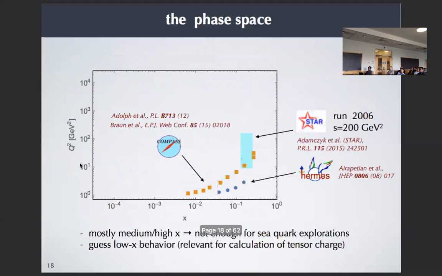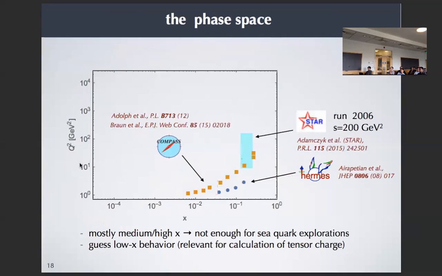Okay, so this is the x-Q squared phase space covered by the data I'm considering, and you see that the range in x is not very large, so realistically we are able only to extract the valence components of transversity. We have too few data going into the low x regime in order to have a reliable extraction of the sea quark contributions. And this also impacts our calculation of the tensor charge, because we have to make assumptions to extrapolate our results for very low and very high values of x.